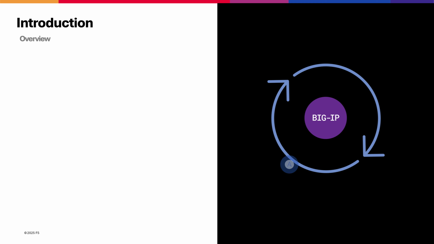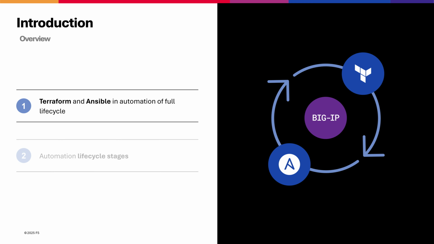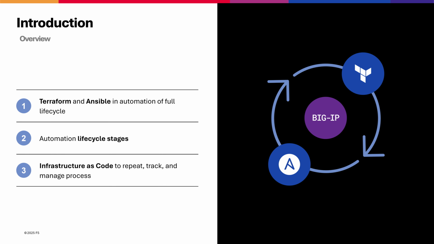In this chapter, we will look at how Terraform and Ansible can be used together to automate the full lifecycle of BigIP systems and application services. This includes provisioning new environments, managing changes, and applying updates. We will also show how using infrastructure as code helps make the process easier to repeat, track, and manage. Let's start by looking at the automation lifecycle and how it applies to F5 BigIP management.